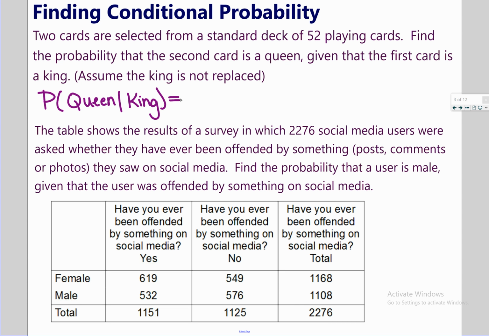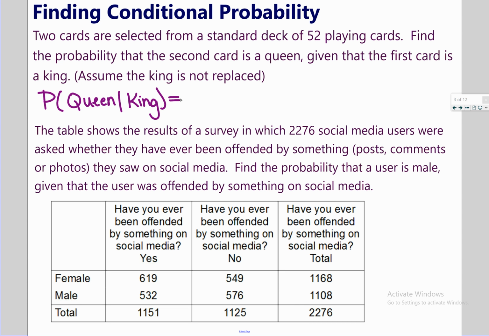So the question is, when I draw the king and I leave it out of the deck, does that change the probability of a queen that is drawn on the next selection? Yes, okay. Now we know the king has already been selected, so that's 100% certainty that that is happening. You can put a 1 there if you want to, but that's not going to change our answer. All you have to do is calculate, assuming that has already happened, what is the probability that we're going to get a queen? Well, how many queens are left in the deck if I took a king out?